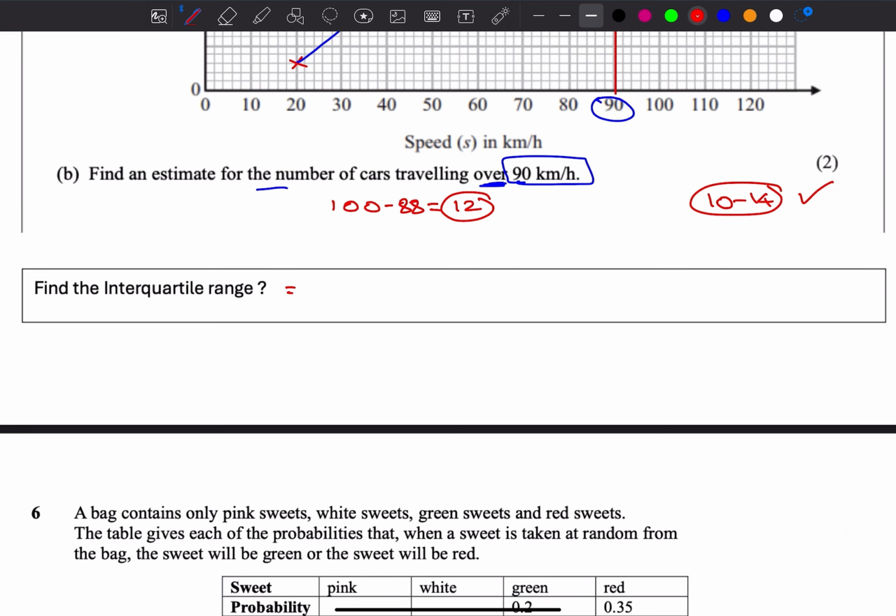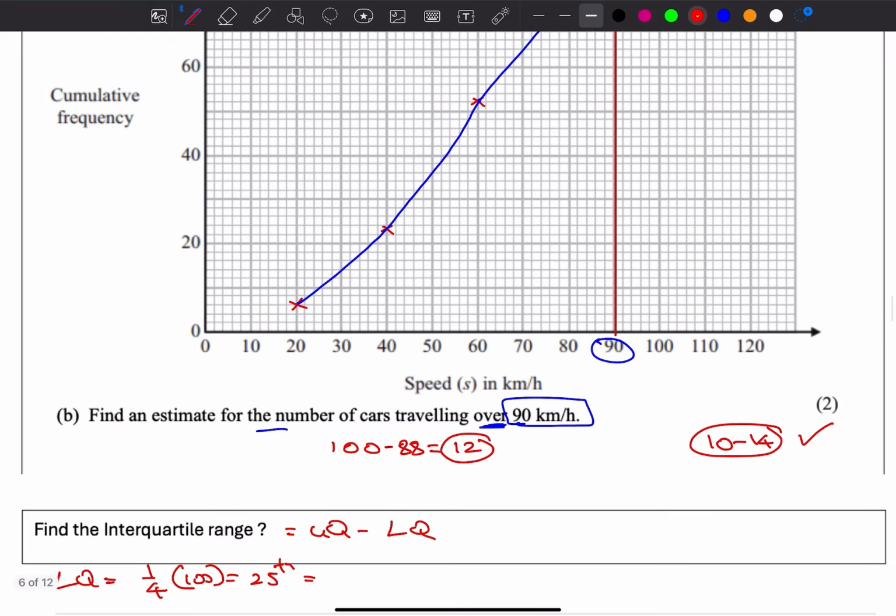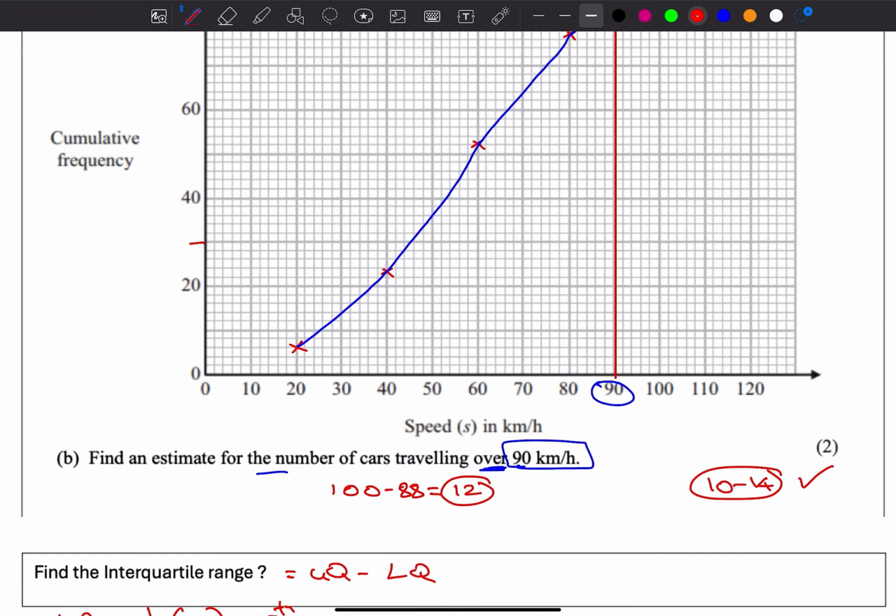Interquartile range is what? Upper quartile take away lower quartile. Let's have the lower quartile. Lower quartile formula is 1/4 of the total n. N is 100. A quarter of n is the 25th value. You read the 25th value. 25th is here. That's about 42.